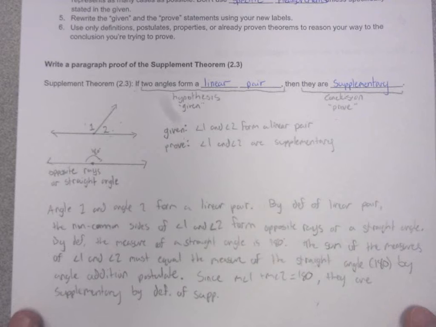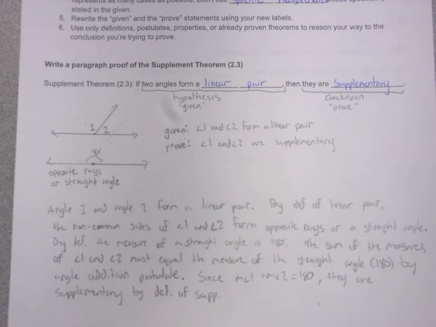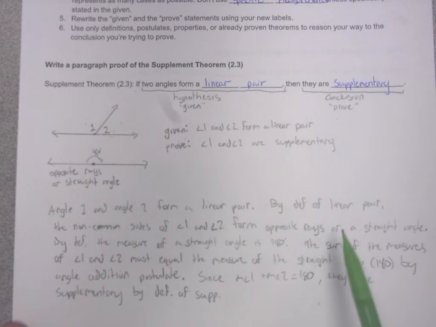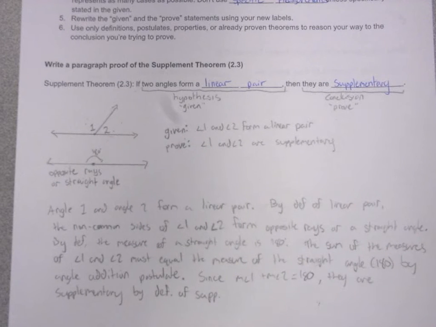Paragraph proofs are a little bit more wordy. They're a little bit less structured, but notice that we still have statements and justifications because I used the angle addition postulate, and I used the definition of linear pair, and I used the definition of supplementary. So I'm still using definitions, postulates, properties, things like that as I go. All right, cool. So that's proof 1.